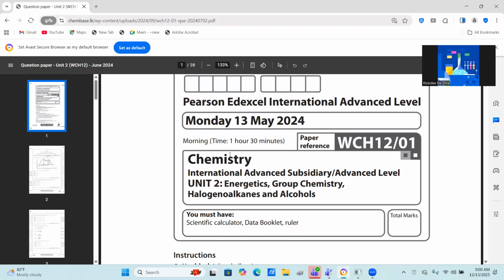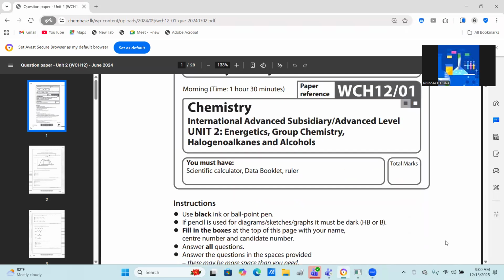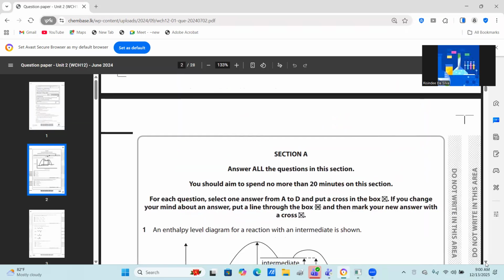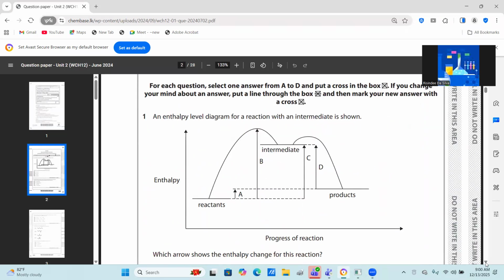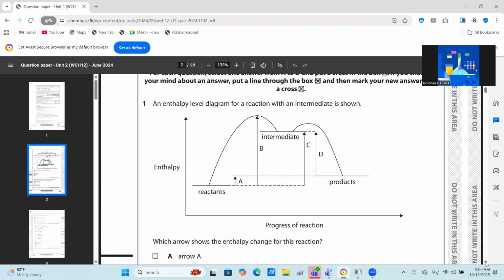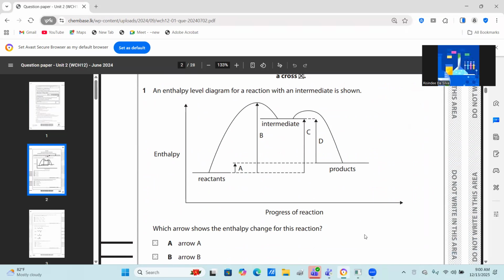Today I'm going to explain the May 2024 Edexcel Chemistry Unit 2 paper. So we'll see the first question. An enthalpy level diagram for a reaction with an intermediate is shown. Which arrow shows the enthalpy change for this reaction?